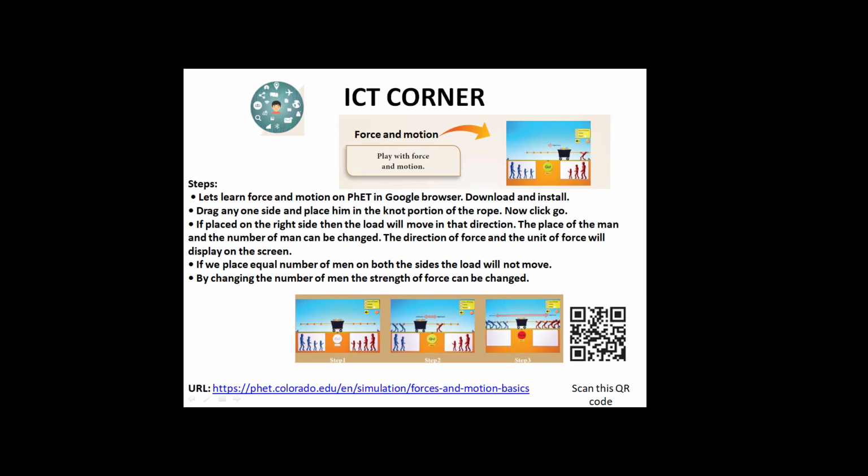ICT corner. Play with force and motion in an animated way. So what do we need to do? Let's learn force and motion on PhET in a Google browser. Download and install. Drag any one man and place him on the knot portion of the rope. Now click go. If placed on the right side, then the load will move in that direction. The place of the man and the number of men can be changed. The direction of the force and the unit of force will display on the screen.